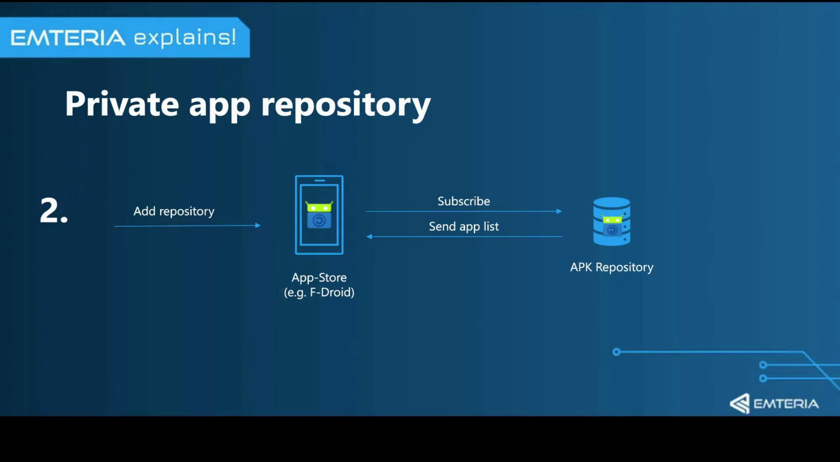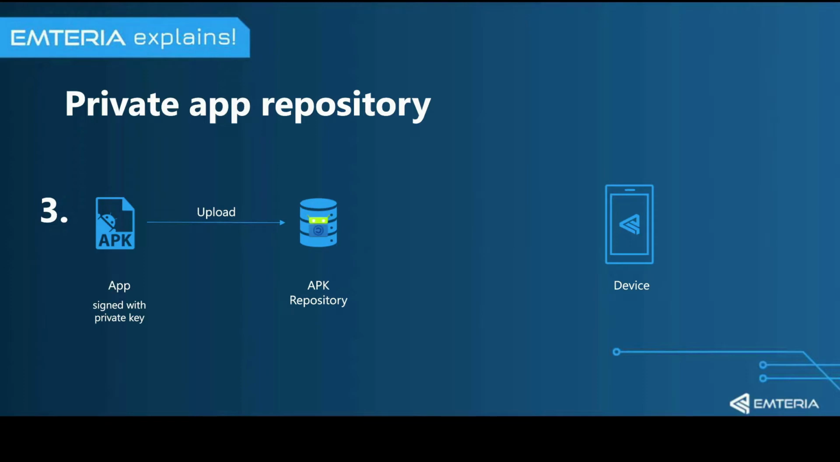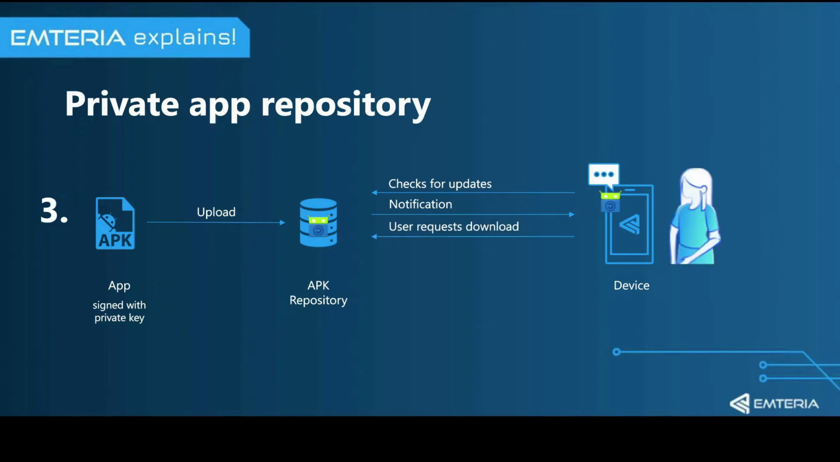What are the benefits of a private app repository? When F-Droid is installed on your devices, it regularly checks the private app repository for new versions of your app. It displays a push notification when an update is available. The device user must actively download the new APK file to get the latest version of the app. You don't have to update each device individually.